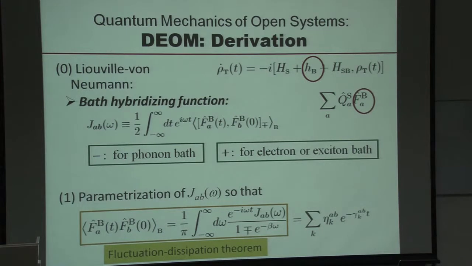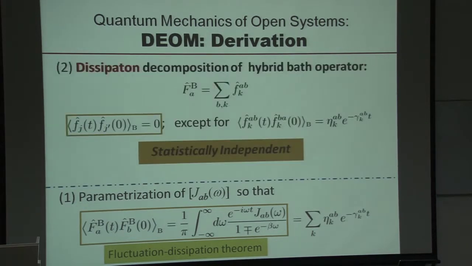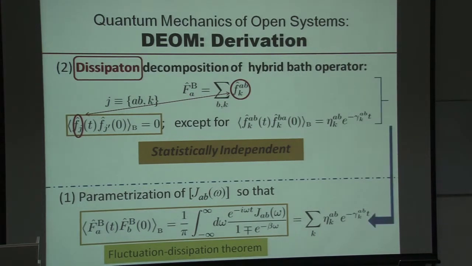Later we will see how this is related to our theoretical development. Each exponent component we are going to call a dissipaton. So the dissipatons are related to each individual exponent, and all we need is the total dissipaton decomposition. After that, it reproduces these correlation functions. This is easy to do.